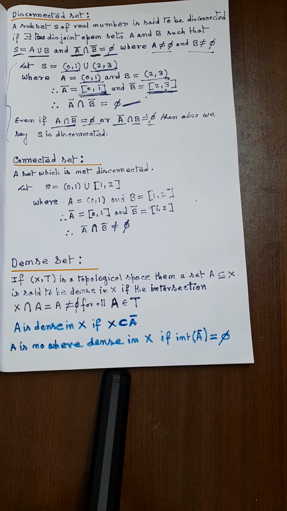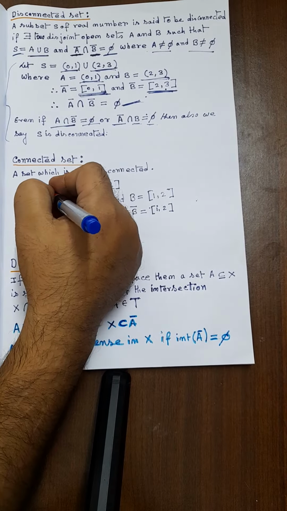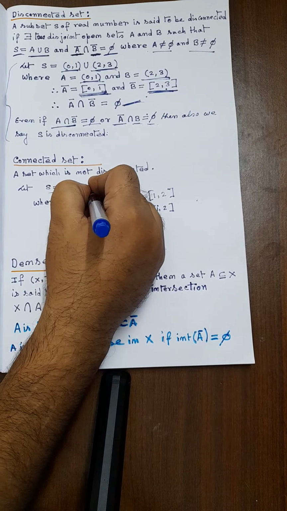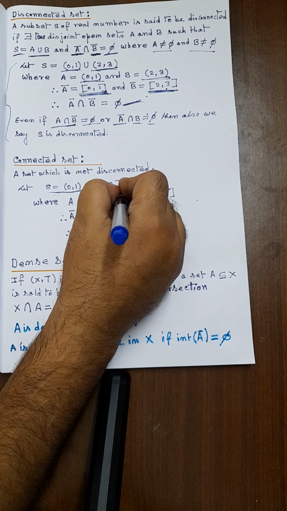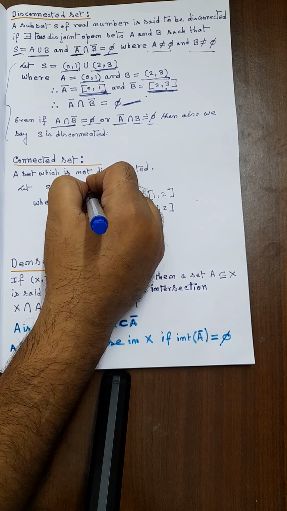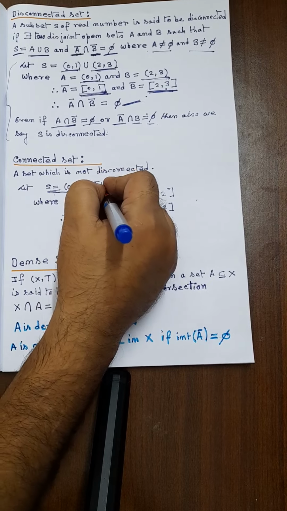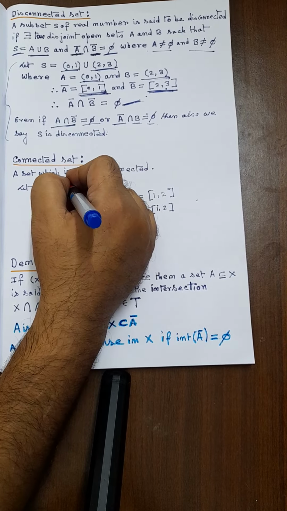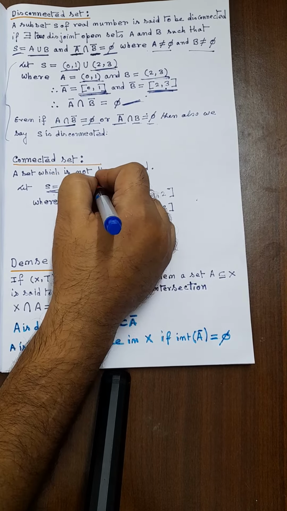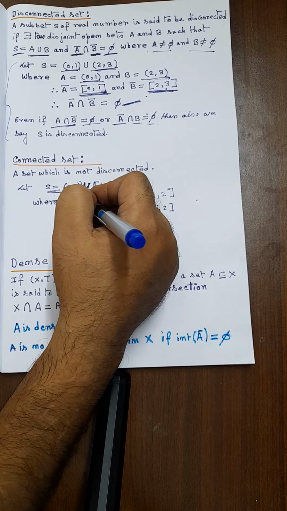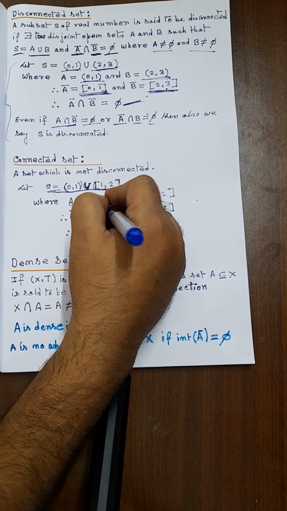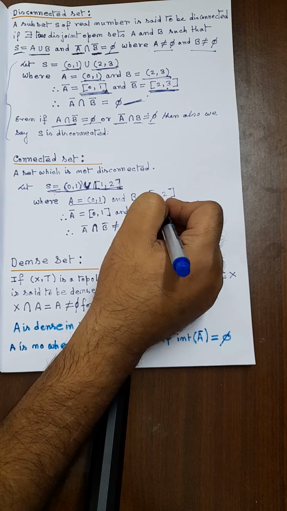Now, what is a connected set? A set which is not disconnected is a connected set. Okay, so let us consider S as [0,1) union [1,2]. [0,1) is the open interval and [1,2] is the closed interval, where A equals the open interval (0,1) and B is the closed interval [1,2].